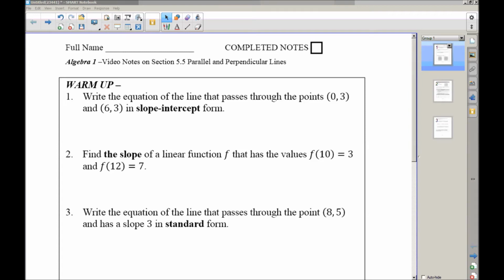Hello again. Welcome to another lesson in Algebra 1. Today we are covering section 5.5, parallel and perpendicular lines.